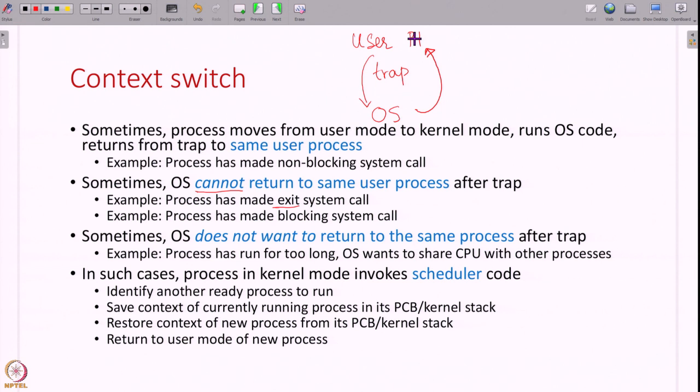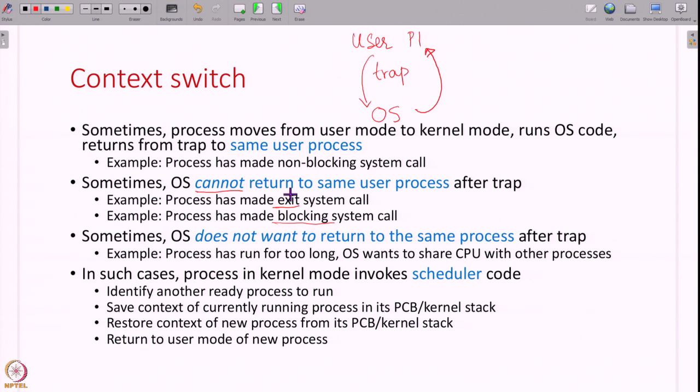What if this process has made an exit system call? Once the exit system call is handled, the OS cannot go back to the same process. The process said, I do not want to run anymore. Or the process has made a blocking system call. It has said read something from disk, in which case the process does not want to run till the disk data is ready. In such cases, the OS cannot return to this process.